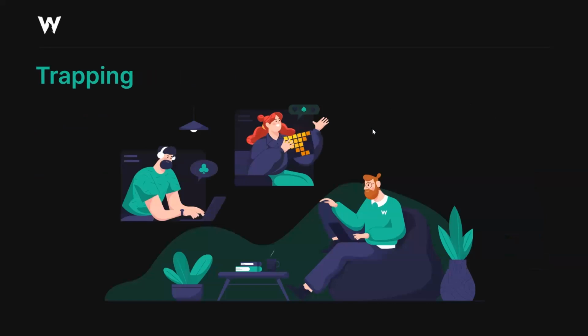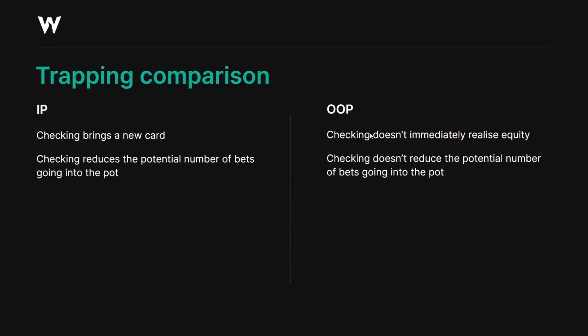So let's start talking about trapping. Let's compare how trapping works in position and out of position. Okay, so in position, checking brings a new card. How does that affect trapping? Well, let's say you're on the river, it doesn't even make sense to check back with a good hand in position because the hand ends, right? So it doesn't really make sense. But on flop and turn, what happens? You check back, a new card comes.